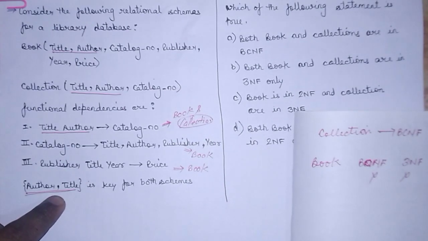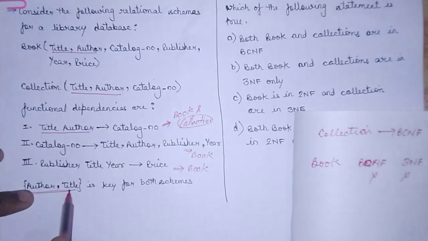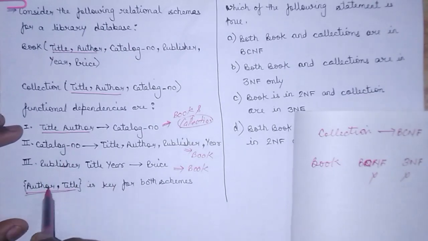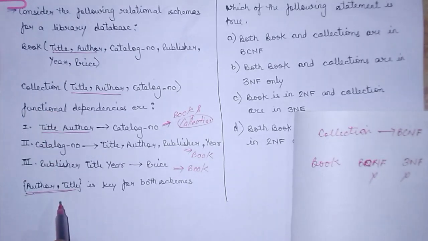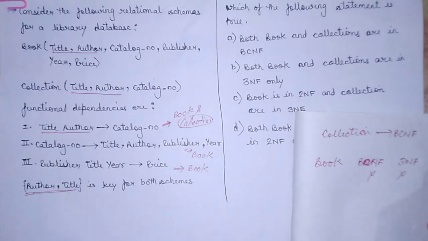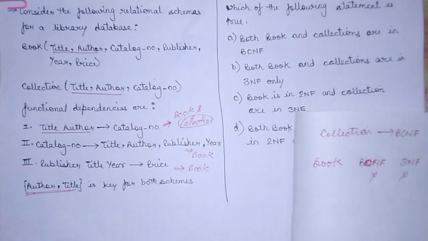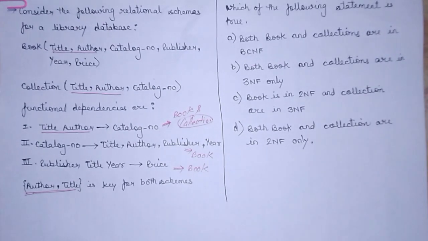Now check for 2NF. In 2NF, if a subset of the key is defining a non-prime attribute, then it is not in 2NF. Here you can see that author and title is a key and no subset of this is defining anything. That means author is not defining anything and title is not defining anything. That means it satisfies the 2NF condition. So now go with the options.